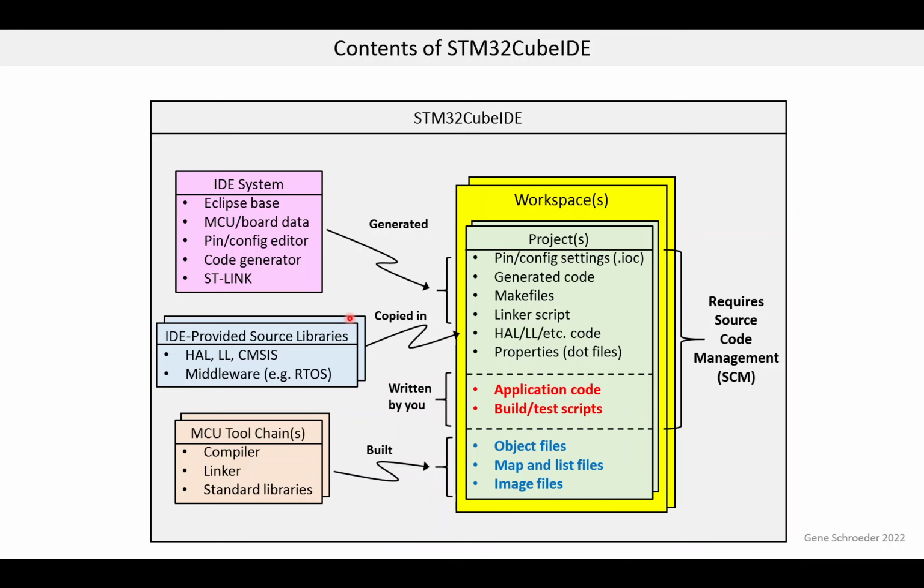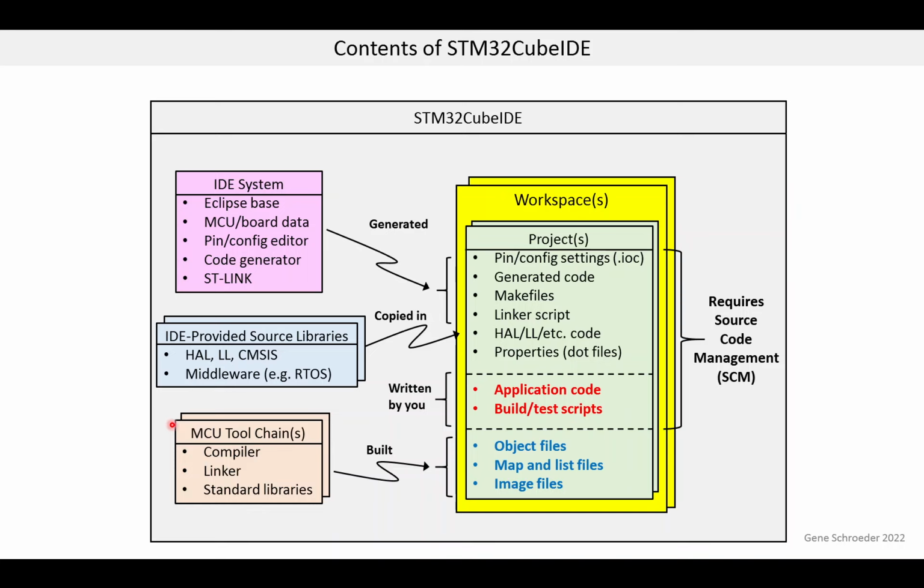At the bottom here are the MCU toolchains. These are things like the compiler, the linker, and standard C libraries. The standard C libraries are for things like printf, math functions, and string functions. Typically, these libraries come with the toolchain as I show here. Now, just like the IDE provided libraries, there are different versions of the MCU toolchains for the different MCU types you might have in your projects.